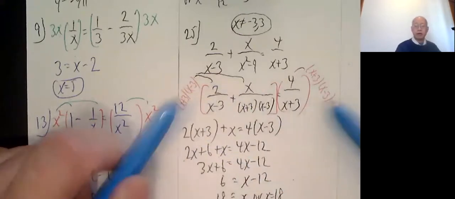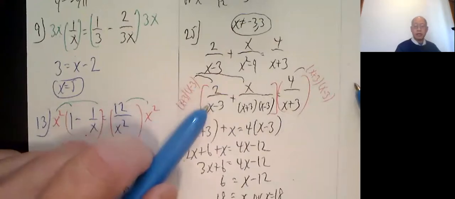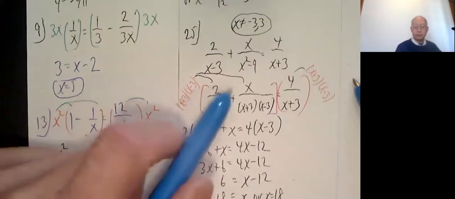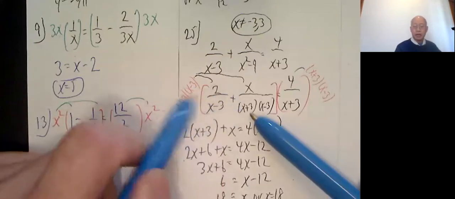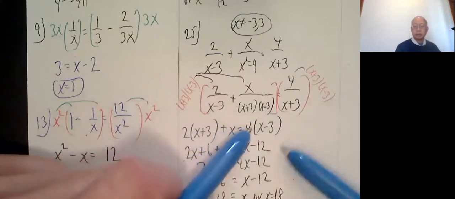But I'm multiplying everything by x plus 3, x minus 3. So I take these two and multiply by x minus 3. X minus 3 cancels out. I have 2 times x plus 3, plus, here, everything cancels out, just have x. Here, x plus 3 cancels out. I still have 4 times x minus 3.